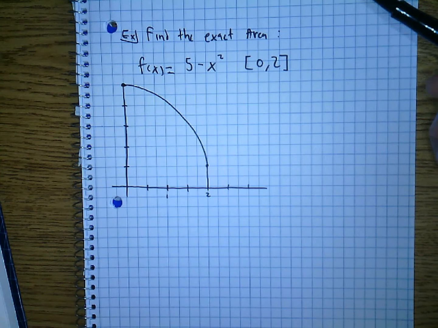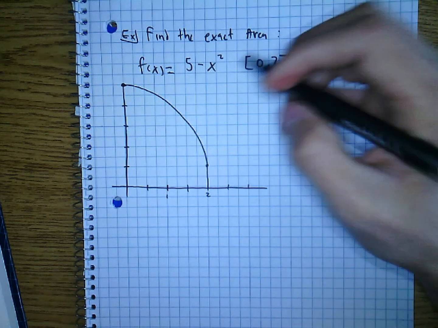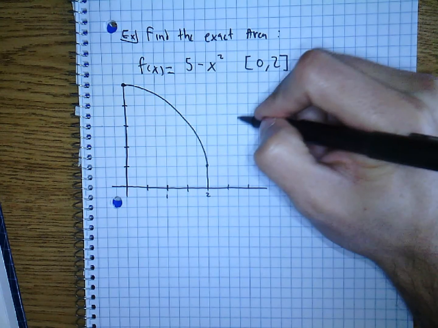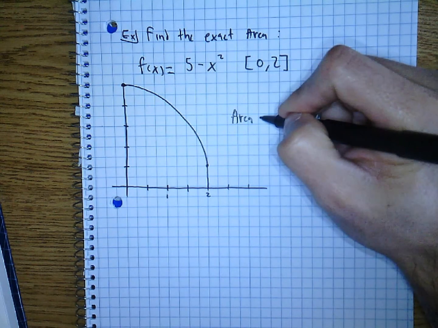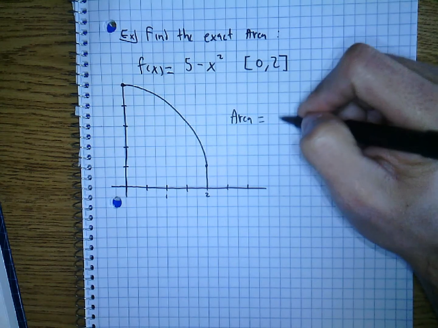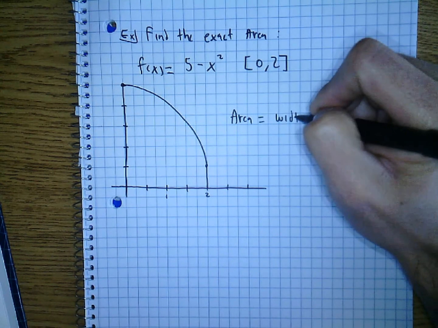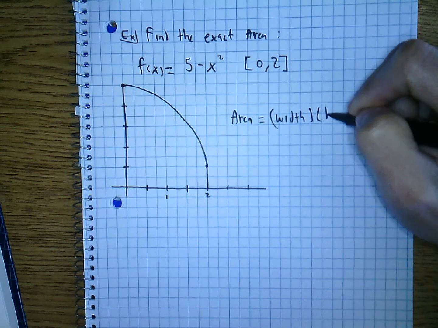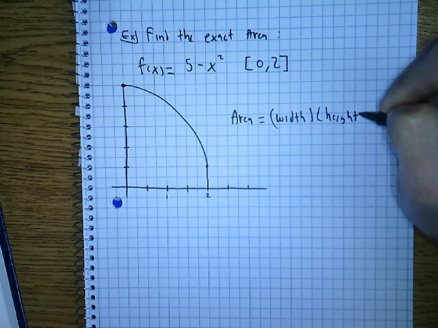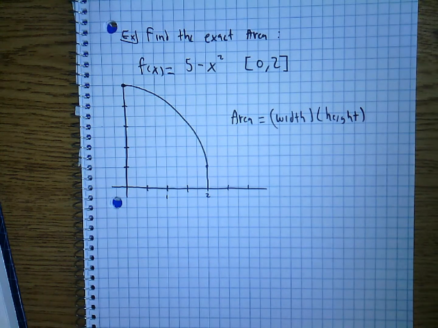But if we're looking for the exact area, that means we can't really use an approximation. We're going to be able to use rectangles, but not just one. We need an infinite amount of rectangles in order to do this. So let's come up with a strategy. We're still going to use rectangles. So we know that the area of a rectangle is equal to width multiplied by height.